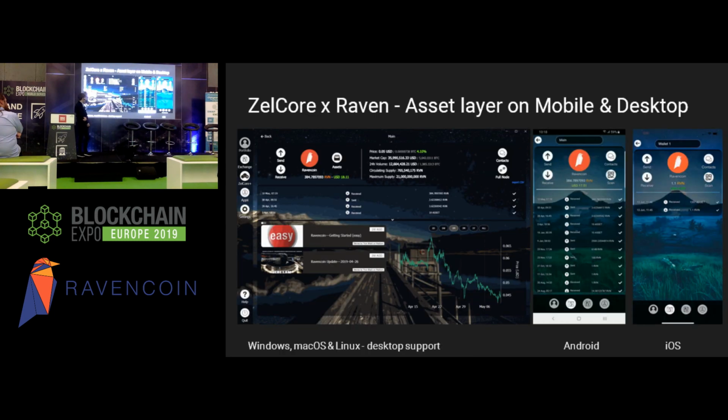So here it is in play. The UI is being released in an initial version, but basically if you have a Raven asset, you can search for it, or if you already have one, it'll show up. You can select your asset and then transact it. And you can do this and log in to your account on multiple devices.